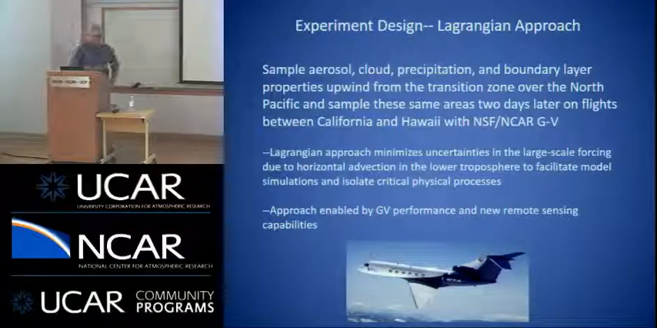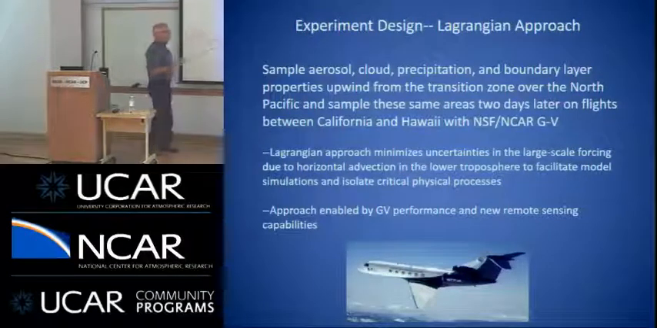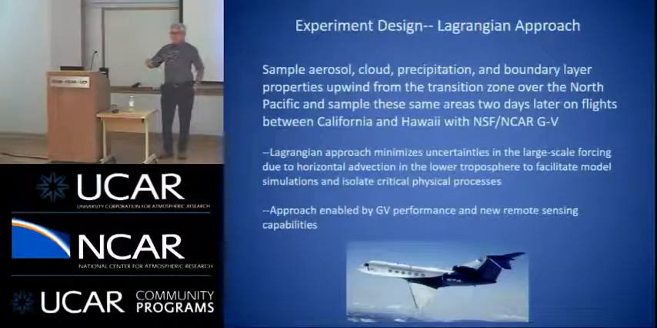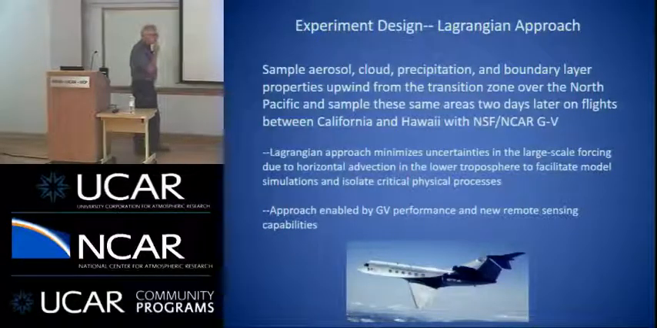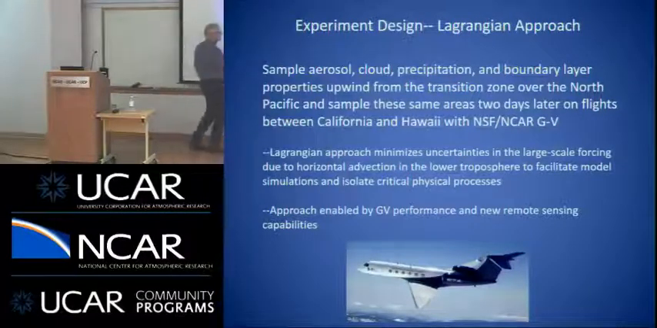The design of the experiment was a Lagrangian approach. The idea is that we sample clouds upstream near the stratocumulus regime, make measurements in that area, and then follow that down into Hawaii. This is where we were in our flights from California to Hawaii. Then we wait a couple of days, go back, and try to intersect the same air masses that we had sampled two days earlier. We call it a Lagrangian approach, and the idea is that it simplifies things. We don't have to worry about the advection term when we're trying to look at budgets, and that gives us a head start on dealing with that.